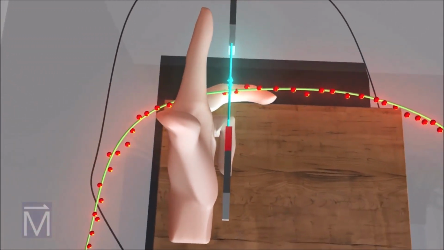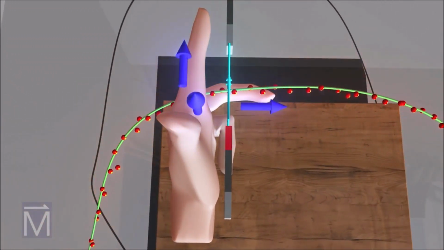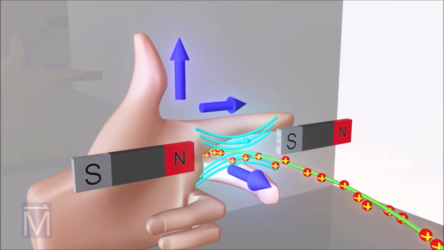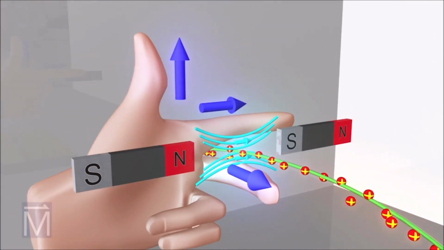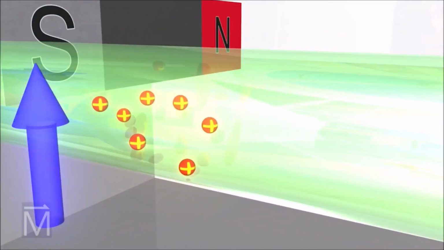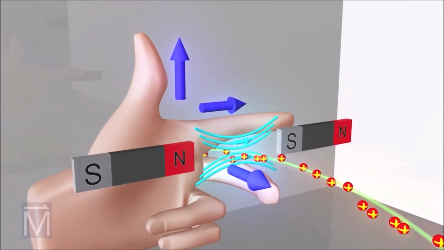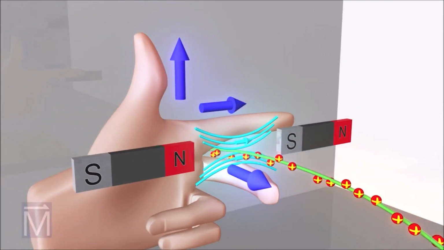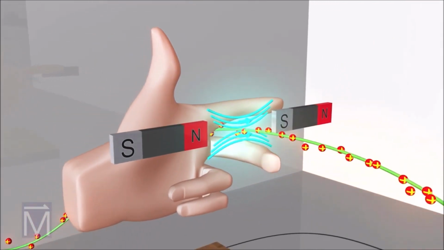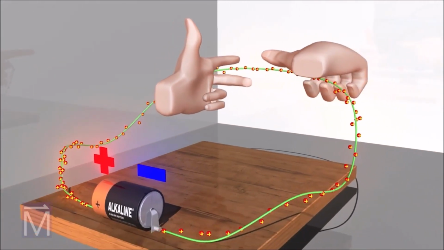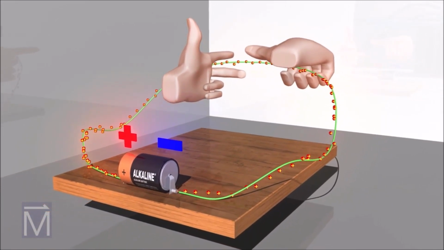Position your left hand like so, with your index finger pointing in the direction of the magnetic field, your middle finger pointing in the direction of the current, and your thumb pointing up, forming a right angle with your index finger. Your thumb shows the direction of the force, called the Lorentz Force, exerted on the charged particles. This is known as the left hand rule. The right and left hand rules are two handy ways of better understanding the interplay between electric currents and magnetic fields.